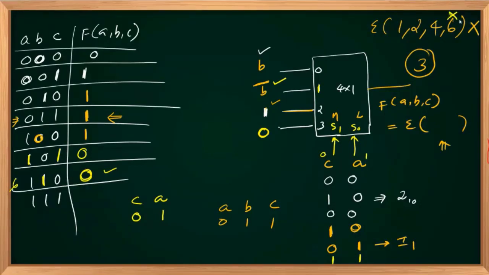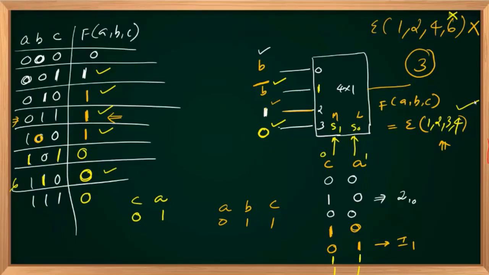And then I have the last combination, 1, 1, 1, which implies A and C are both 1, so I3 will be selected. I3 equals 0, so I will get a 0. So instead of 1, 2, 4, 6, the minterms are 1, 2, 3, 4. That is the right choice.